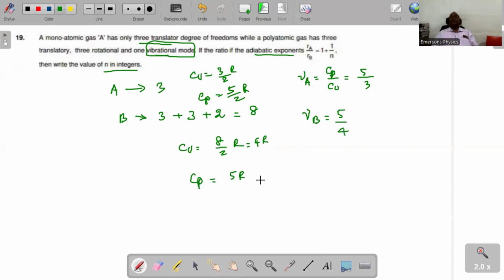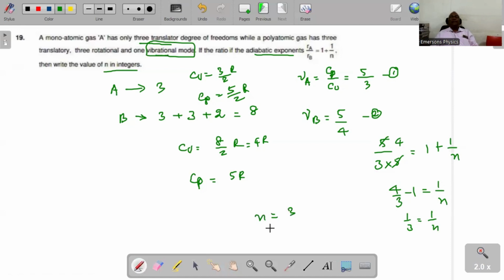So we wanted to find out this expression. This is 5 by 3 and this is 5 by 4. 1 divided by 2 of it, which is 5 by 3 divided by 5 by 4. 5 gets cancelled, which is 4 by 3, which is equal to 1 plus 4 by n. So 4 by 3 minus 1 equal to 1 by n. Okay, 4 minus 3 by 3, 1 by 3 equal to 1 by n. So n will be equal to the integer value 3. That's all.